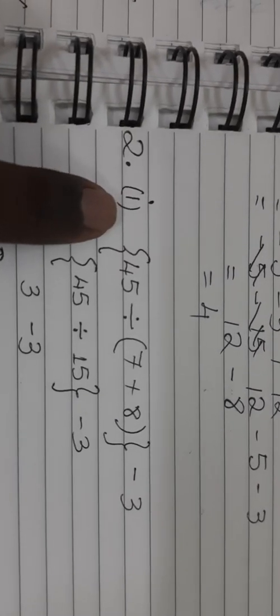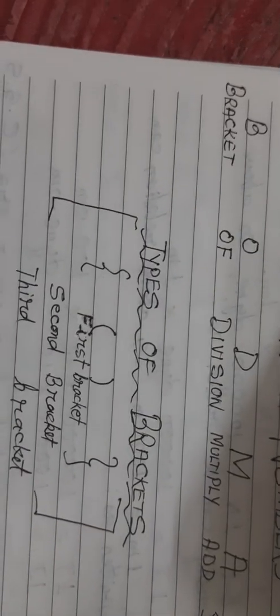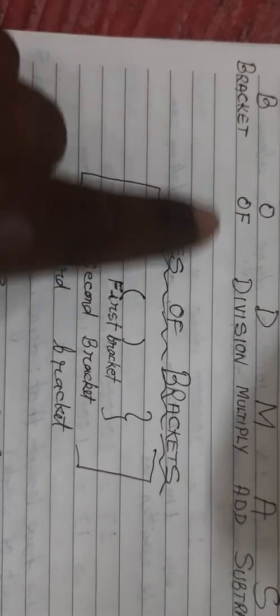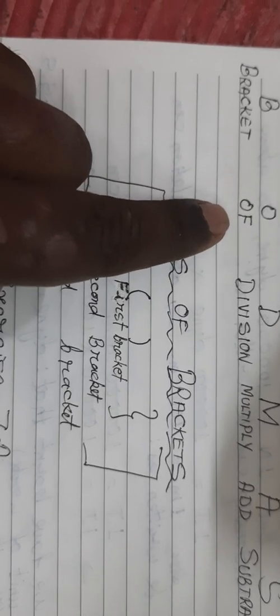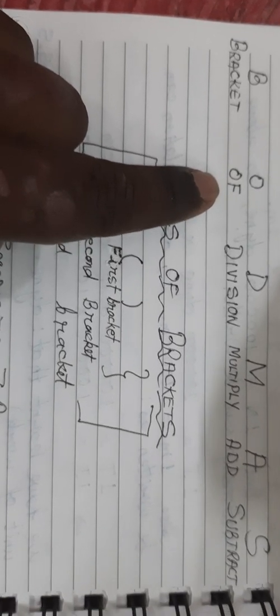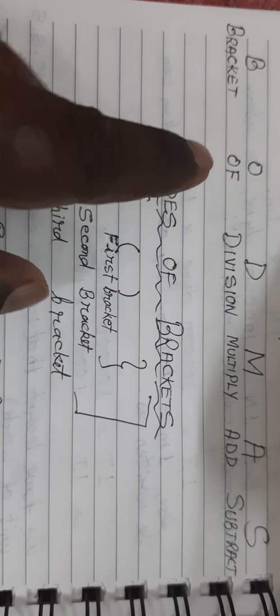Yesterday we learned the BODMAS rule. Now here is the revision of the BODMAS rule. B stands for bracket, O is of. Of is a special kind of multiplication. When you have the operation of and multiply together in mathematics, first we are going to do of, because its order is before multiplication. So after of we have division, then multiply, then add, then subtract.